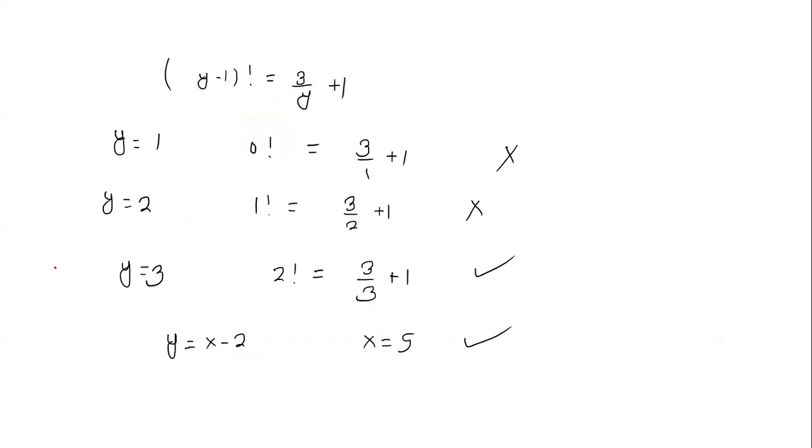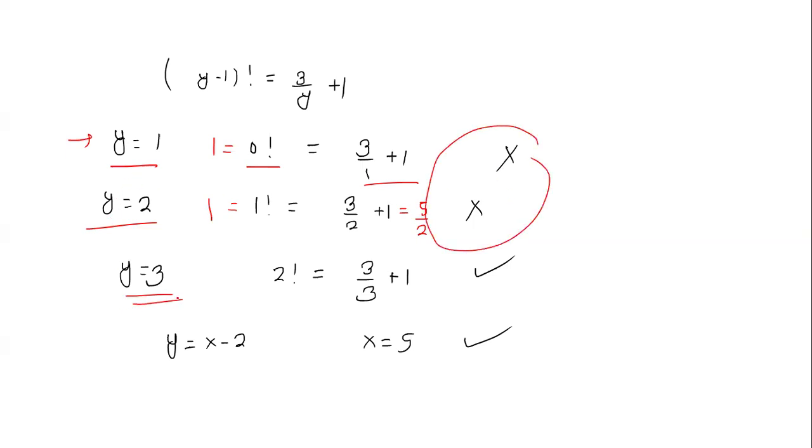So now what you can do, you can start by putting different values of y. If I start from y is equal to 1, because we know y minus 1 is greater than or equal to 0, then we get 0 factorial is equal to 3 by 1 plus 1, which is not possible because we know 0 factorial is 1. If you put y is equal to 2, then it will come 1 factorial, which is equal to 1, and this is equal to 3 by 2 plus 1, which is 5 by 2, which is not equal to the left hand side. So this is not a solution.